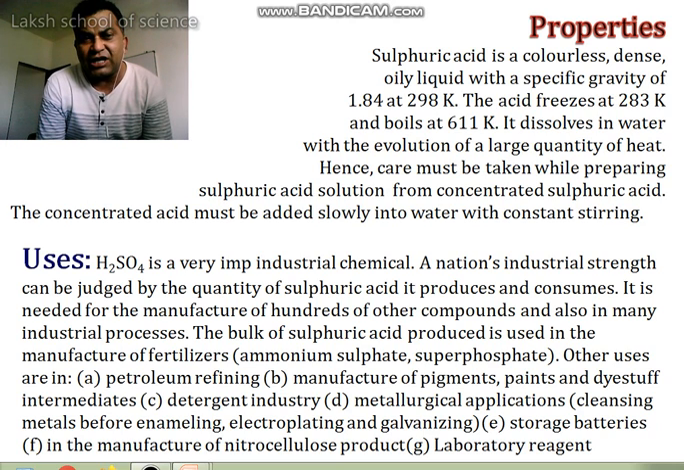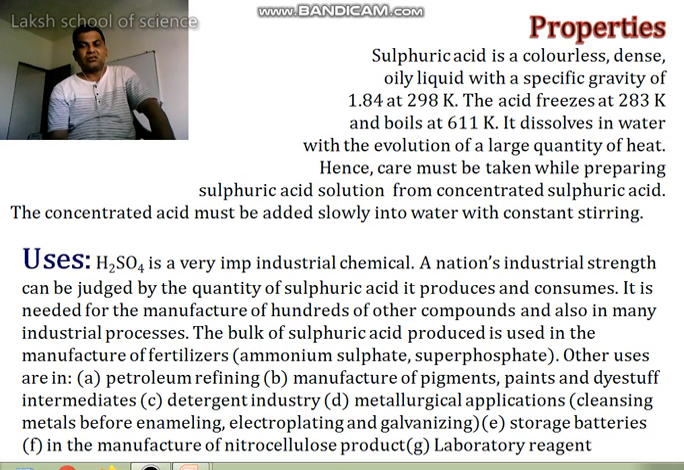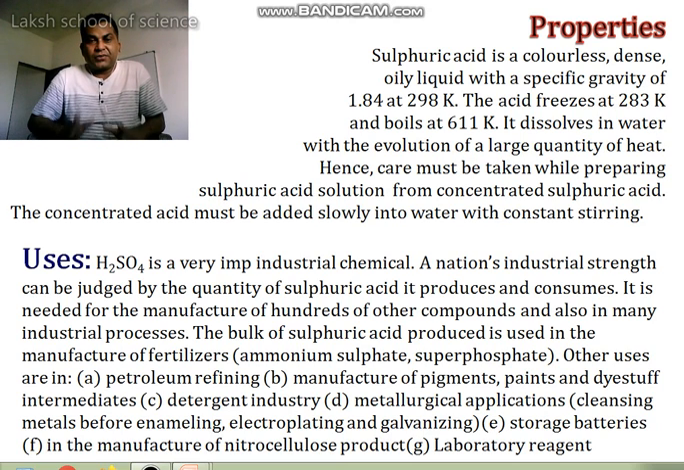Now the next point is the detergent industry. Sulfuric acid is widely used to get NaOH, more amount of NaOH, in the detergent industries. In metallurgy, the applications are cleaning, enameling or coloring, and galvanizing. So we can use sulfuric acid. You have studied in lesson number 3 that it is a main substance in the manufacture of nitro laboratory reagents. So these are the working areas of sulfuric acid.